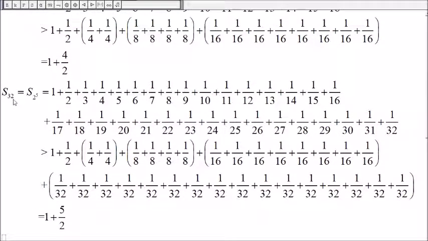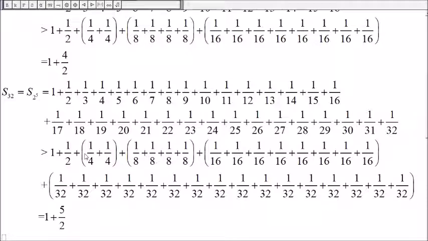This is S sub 32, which is the sum of the first 32 numbers in the sequence. And again, these right here, we'll change them to 1/4 and 1/4. And then this group, we'll change it to 1/8. And then this group, we change them to 1/16. And then this group right here, these 16 numbers, we change them all to 1/32.